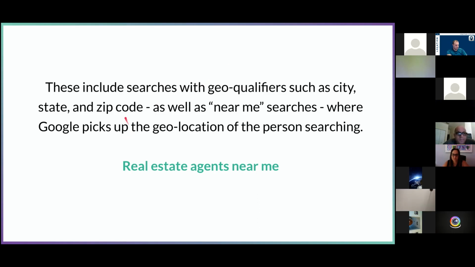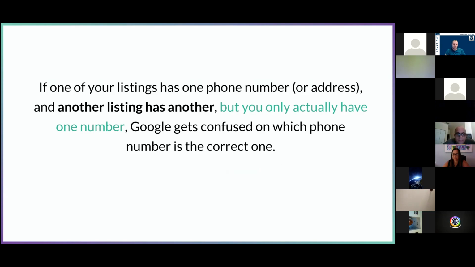When we're looking at searches, Google, like I mentioned, will always use geo-qualifiers. Whether they use a search term like a city, state, or zip code, or if they just type in near me, they're going to use the geolocation of the person searching. For example, real estate agents near me, it's just going to use my device. And if one of your listings has one phone number or address, and another listing shows up with a different phone number, but only one of them works, Google's getting confused on, hey, which one am I supposed to be showing here, right? That's why we want to make sure in the Google My Business profile we have the most up-to-date and correct phone number that is usable.